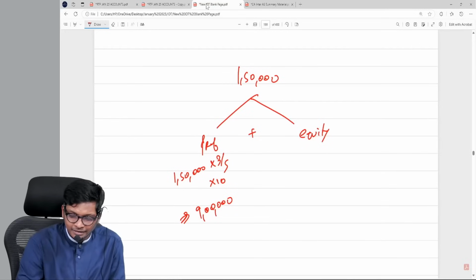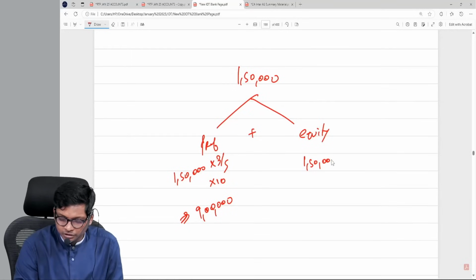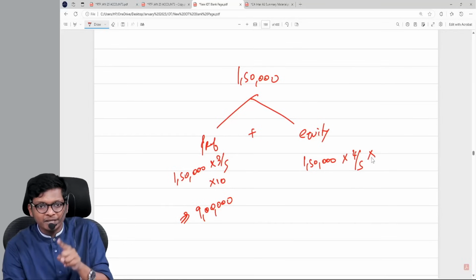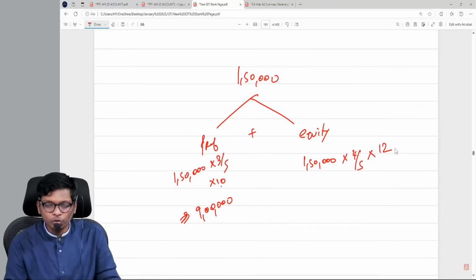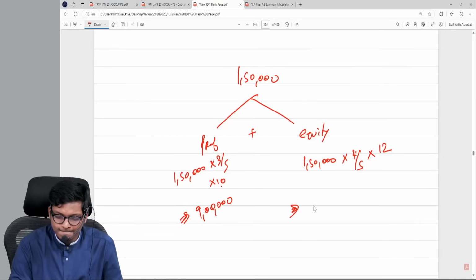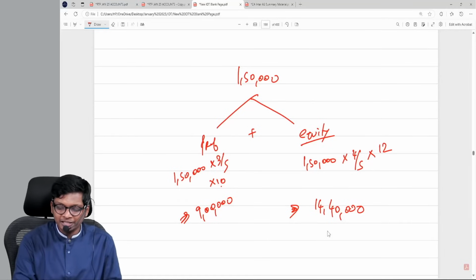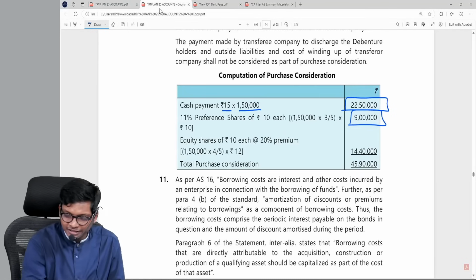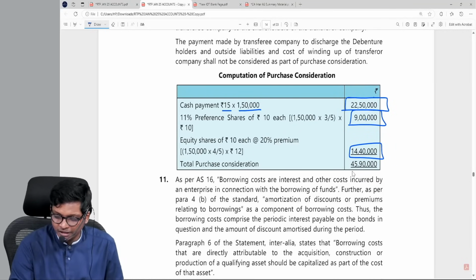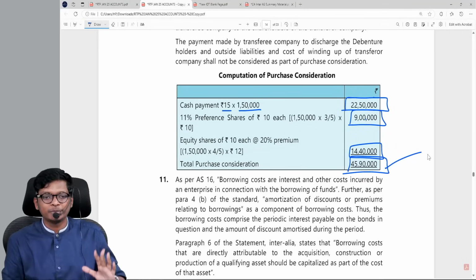So here how I'll write that: 1 lakh 50,000 shares of vendor into 4 by 5 into premium of 20%. Now face value 10, so into 12. How much are you getting? 14 lakh 40,000. So equity shares worth 14 lakh 40,000, preference worth 9 lakhs. 14 lakh 40, 9 lakhs, 22 lakh 50, total PC 45 lakh 90,000.